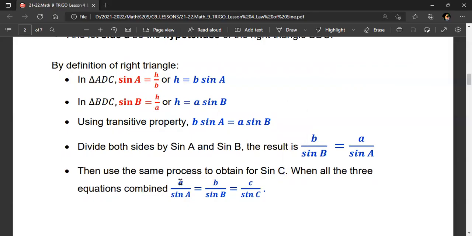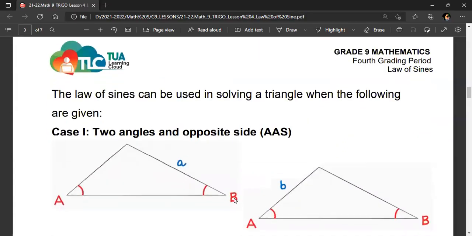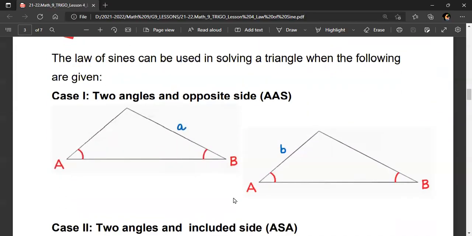Therefore, side A over sine A angle is equal to side B over sine B angle is equal to side C over sine C angle. So this kind of relationship, which is equal to all, is now the sine law. Moving on, there are three cases when we use the sine law, and these are the following.